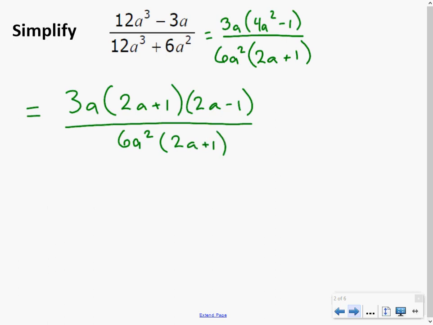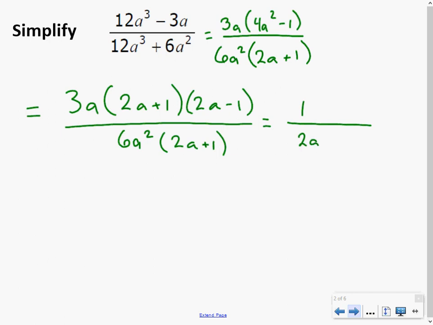Now notice, we have some monomials at the very front here. We have a 3a and a 6a squared in the denominator. So we can simplify those, right? 3 over 6 is really just 1/2. And if I have a over a squared, that would be just leaving a single a in the denominator, a to the first power. So really, there's like a 1 in my numerator. You don't have to write it, but we can. And we're going to be left with a 2a in our denominator.